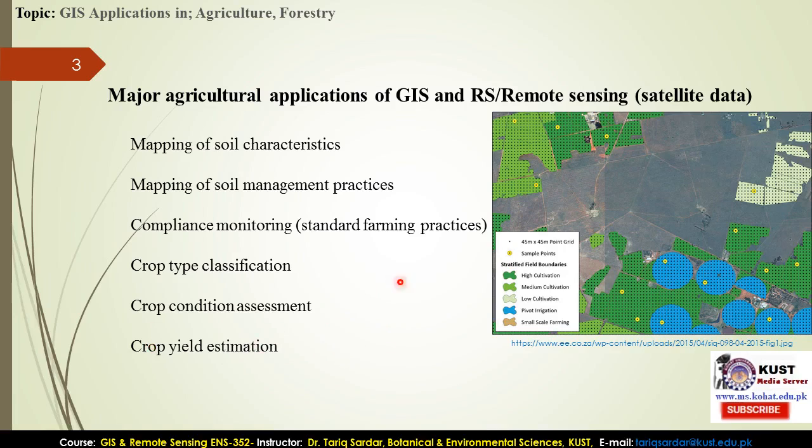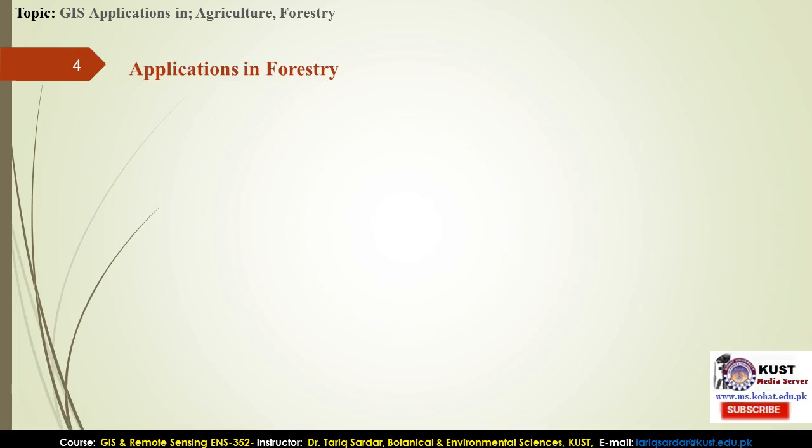So that was the basics about agriculture, the application of GIS and remote sensing in agriculture. Up next we will go towards the applications of GIS, remote sensing and especially GIS tools in forestry.